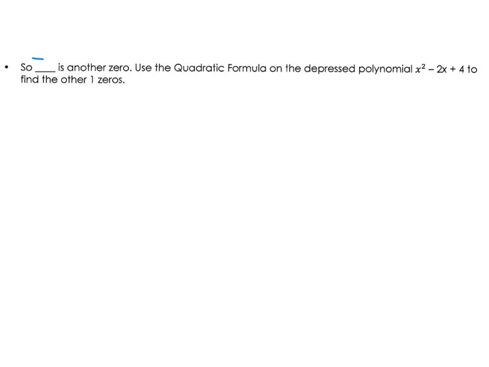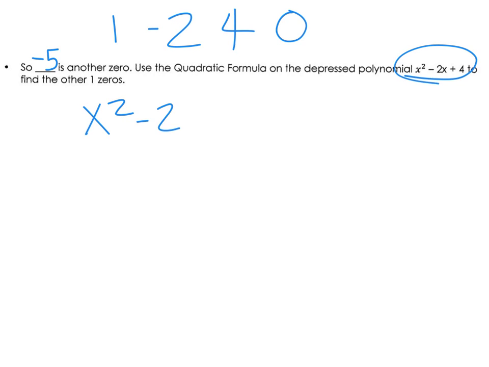All right, so -5 is another 0. Now we want to take what was left over after we did synthetic substitution with -5. We were left with 1, -2, 4, and 0. And we want to write another polynomial based on those coefficients. So we would get this right here. We would get x squared minus 2x plus 4.